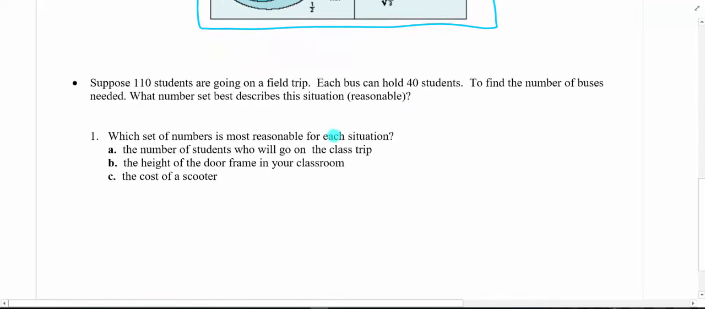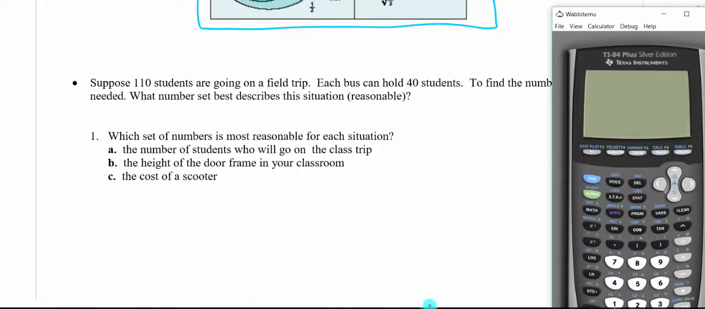All right, so let's see if we can see where these subsets kind of make sense in questions that you're going to be asked. So it says, suppose that 110 students are going on a field trip. Each bus can hold 40 students. To find the number of buses needed, what number set best describes the situation? Reasonably. So here's the question that it's posed.